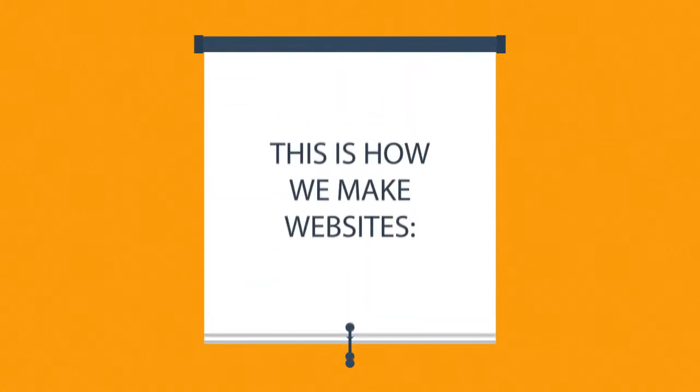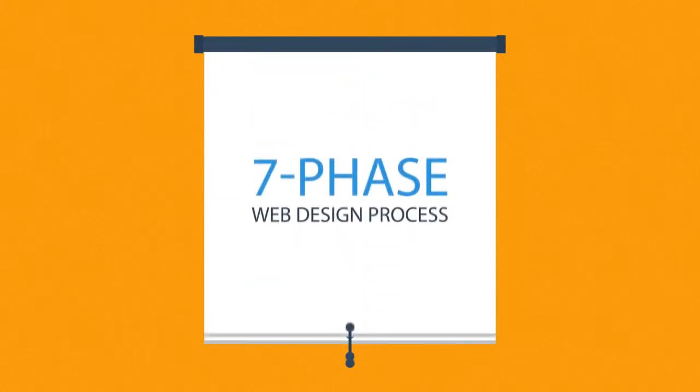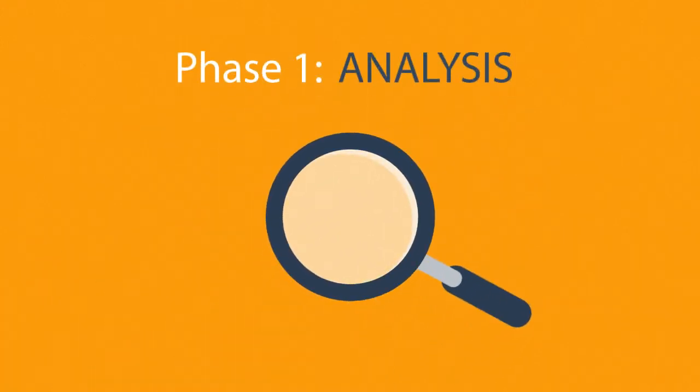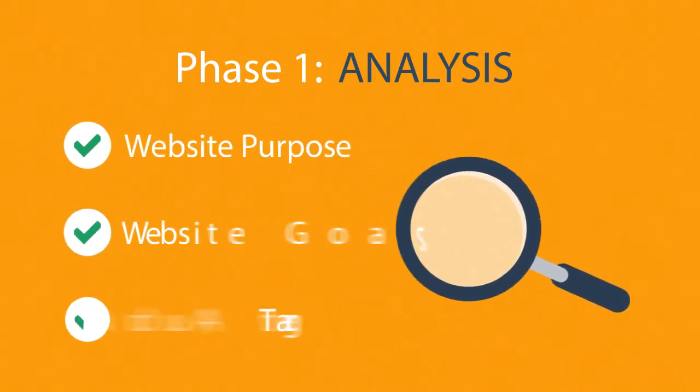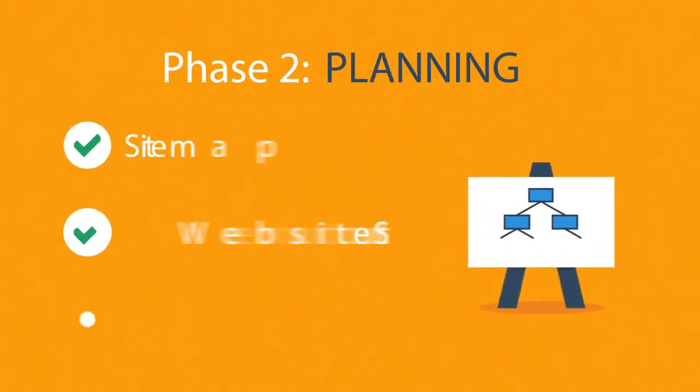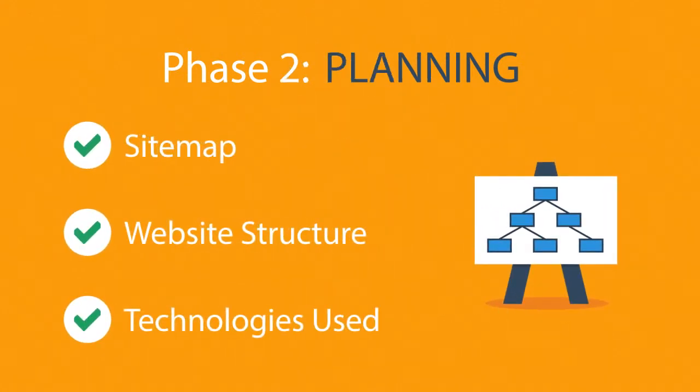Well, that's where we come in. This is how we make websites, by following this 7-phase web design process. Phase 1, analysis. The first step is always about information gathering, identifying things like the website purpose, goals, and target audience. Phase 2, planning. A plan includes a definition of the sitemap, structure, and technologies that we're about to use.